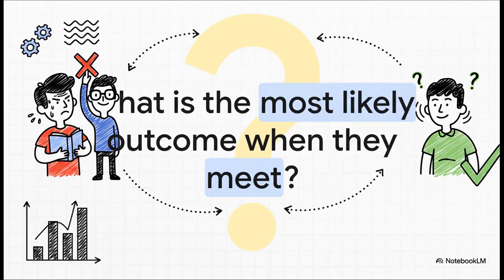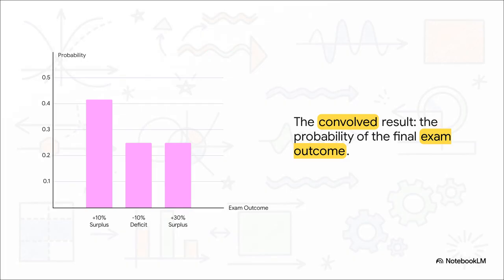So how do we actually combine these possibilities to figure out the most likely result? I mean, a great student might still have a tough time with a strict examiner, and a less prepared student might just get lucky with a laid-back one. And here's the answer. By convolving the two distributions, we get this new one, and it shows us the probability of every possible outcome, from a big surplus of knowledge all the way down to a significant deficit. It just perfectly blends the two initial sets of probabilities.